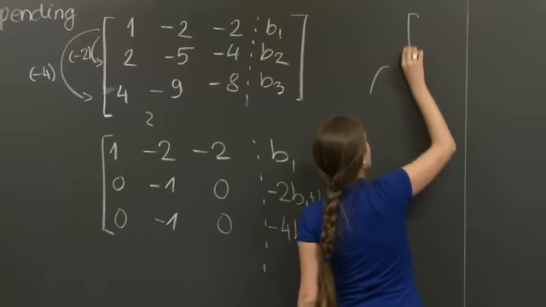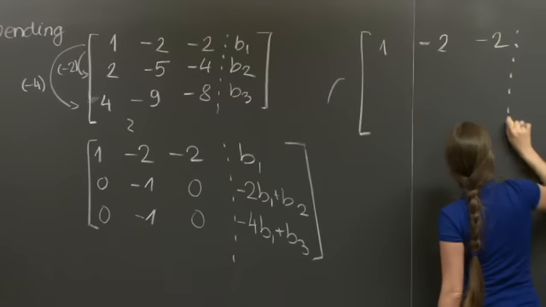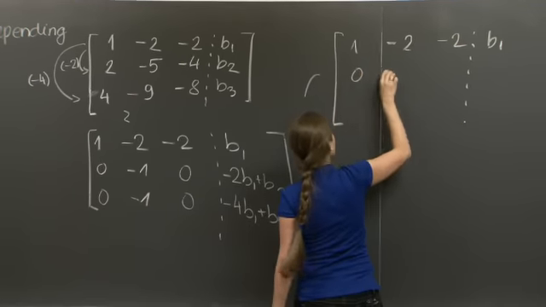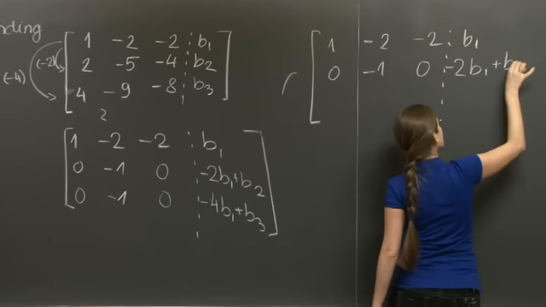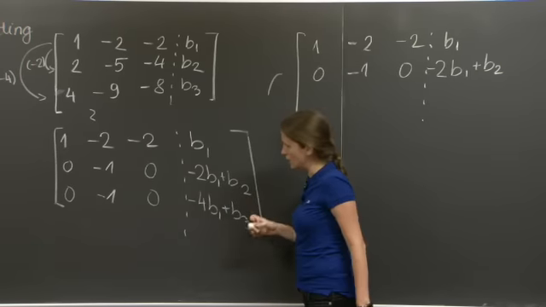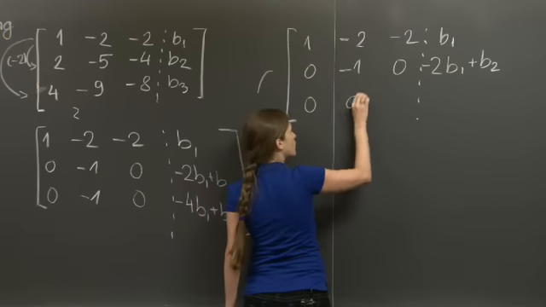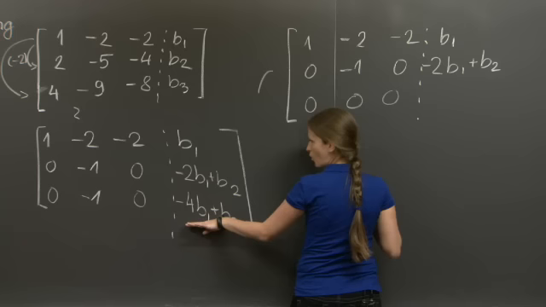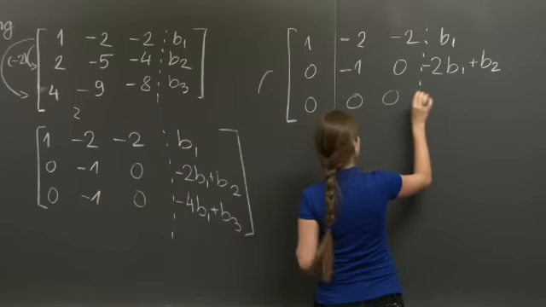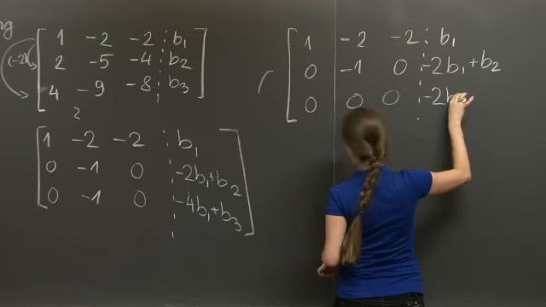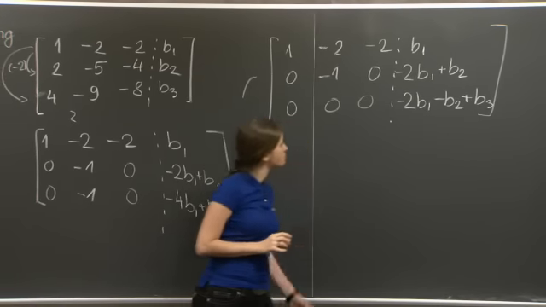Eliminating further, we get 1, minus 2, minus 2, b1; 0, minus 1, 0, minus 2b1 plus b2. And in the last row, we replace it with the last row minus the second row. And we get 0, 0, 0, and minus 4b1 plus 2b1, so minus 2b1, minus b2 and plus b3. I hope I did this right.